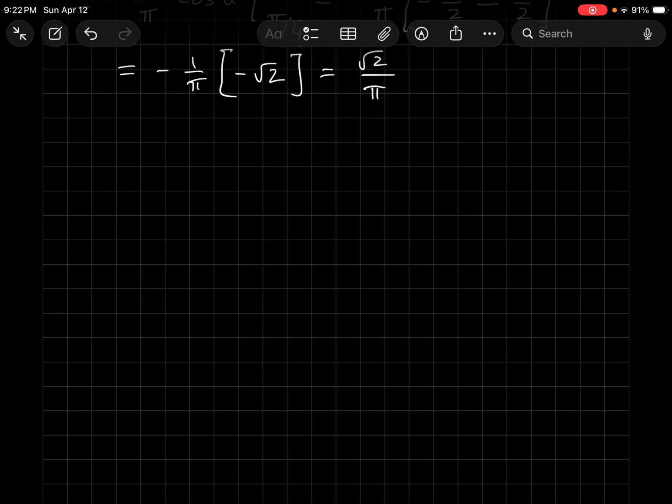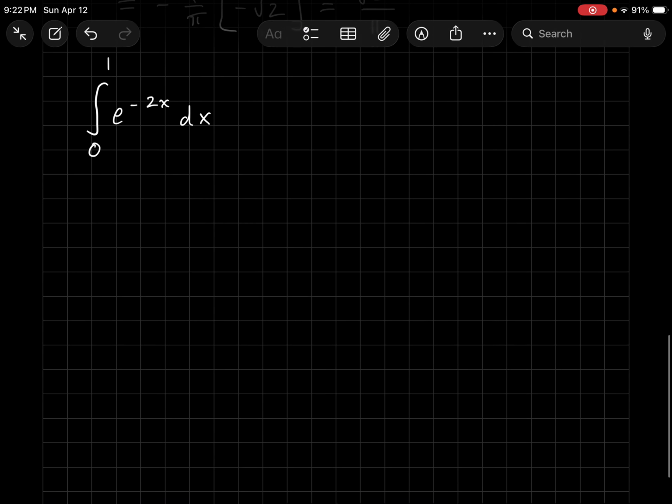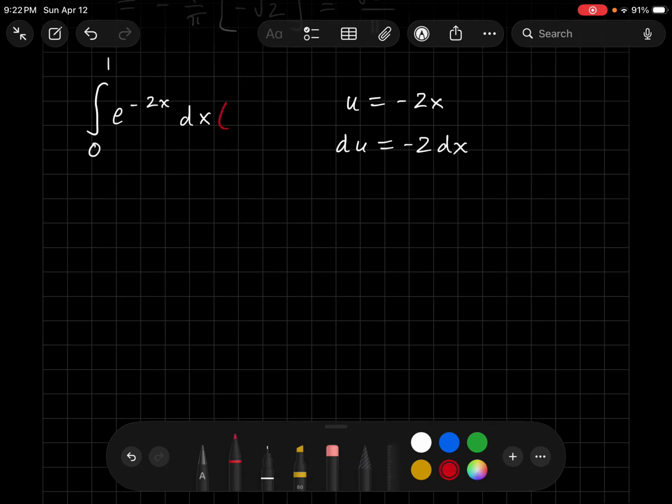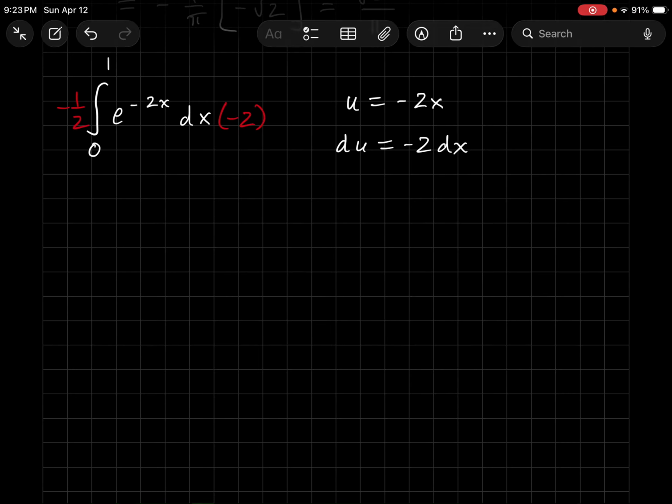Another example, probably our final one. Let's do the integral from 0 to 1 of e to the negative 2x dx. This is a u sub. We did this one in the last video. U equals negative 2x. Du is negative 2 dx. We need to fix this, multiplying by negative 2 and negative 1/2 on the outside. And now we can integrate. So negative 1/2 e to the u du.